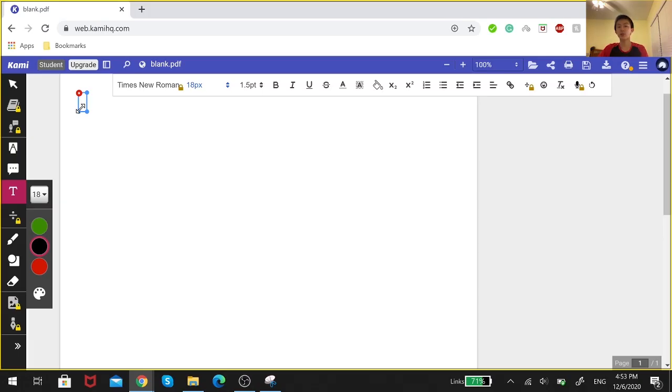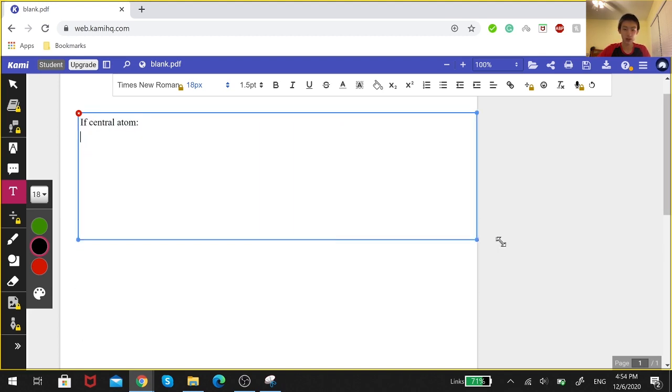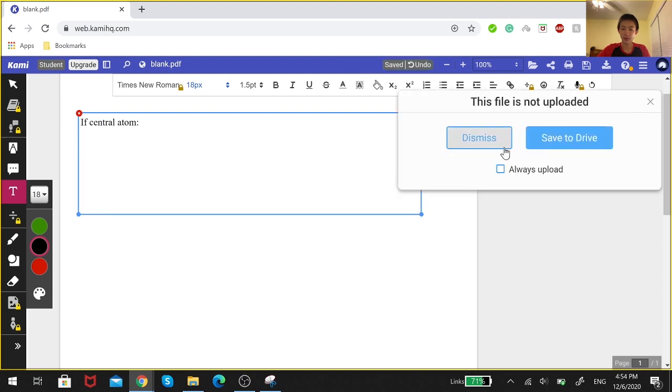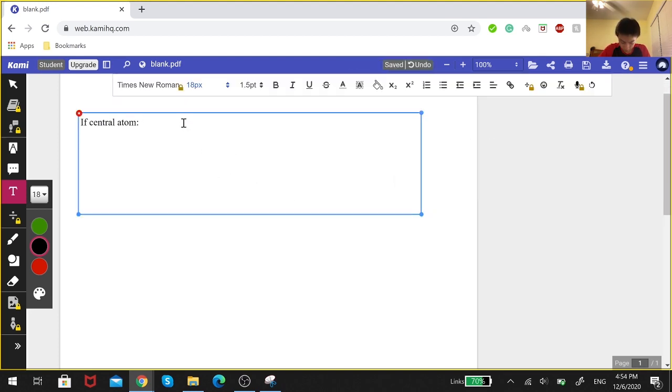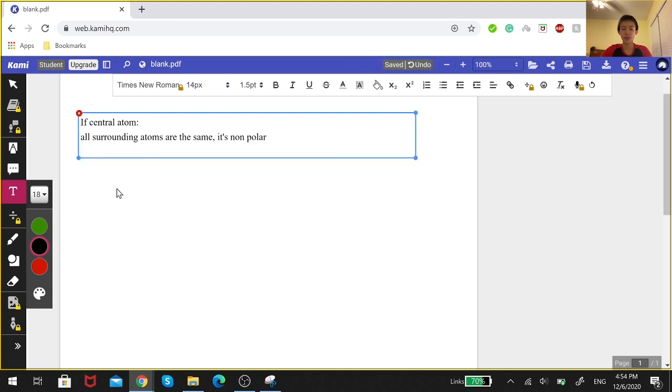Hi, today we're going to be talking about some rules regarding polarization. So the rule is: if there is a central atom and all surrounding atoms are the same, it's nonpolar. If they're not the same, it's polar. Alright, that's kind of obvious.